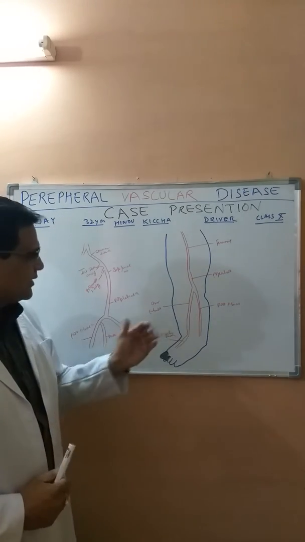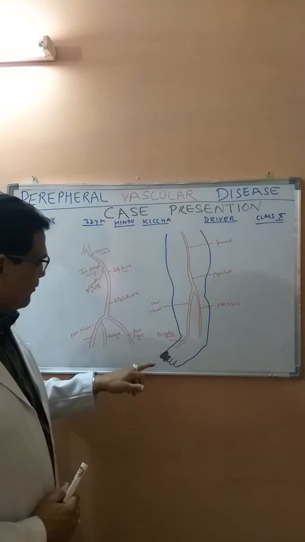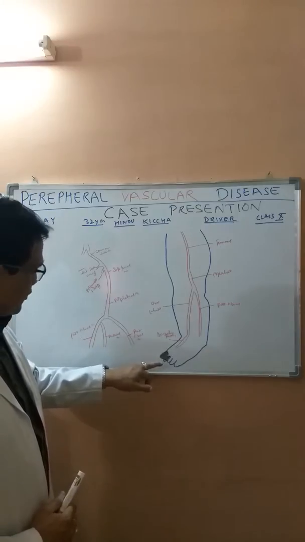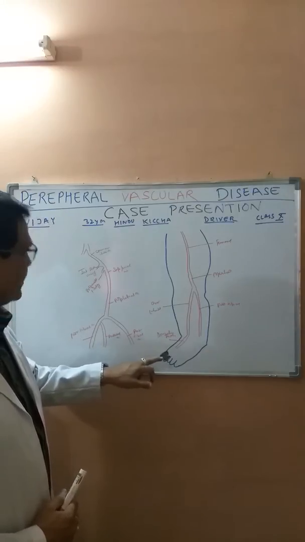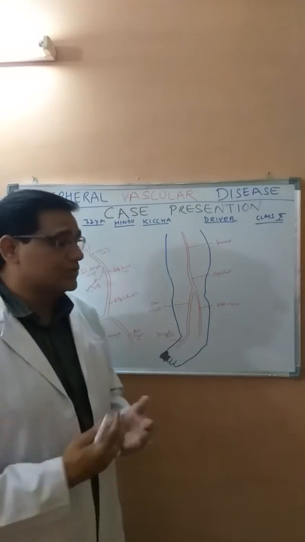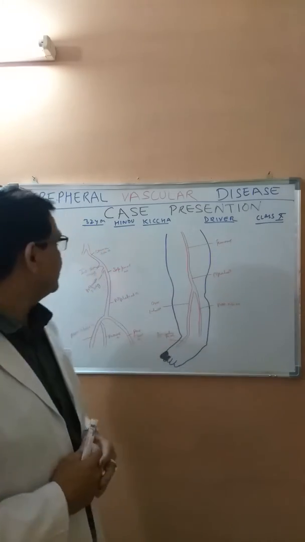Now in my other diagram, this is the picture of the patient's affected limb where the greater toe and the second toe were affected. So now as far as the case presentation goes, the case goes like this. This is the way you should try to present it in your examination.